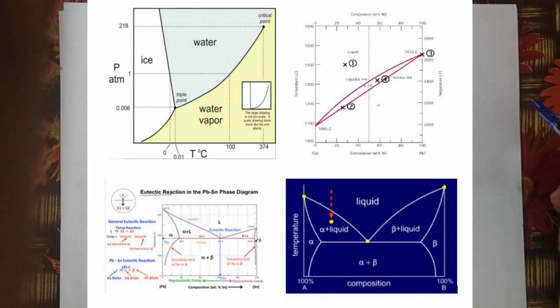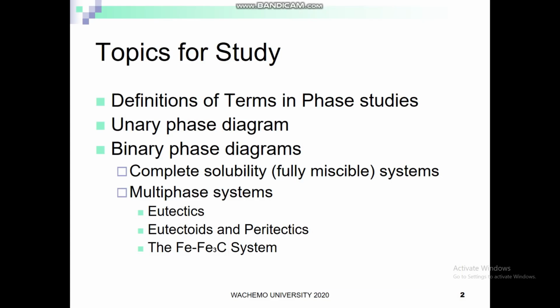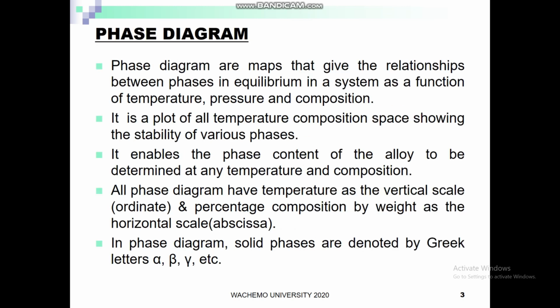Now the words I'm using here in this definition of phase diagrams, like concentration and the effect of temperature, then I used composition. All these are the terminologies which I was talking about that we are going to see. Now coming to phase diagrams, which are also known as equilibrium diagrams or equilibrium phase diagrams, it is a plot of all temperature compositions which represents the relationship between phases in equilibrium in a system as a function of temperature, pressure and composition.